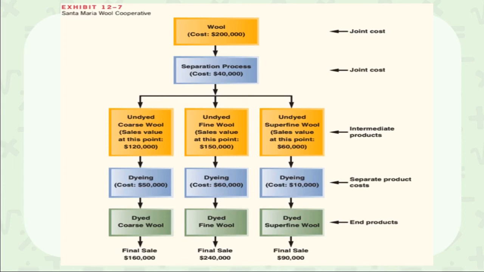The separate product cost for dyeing the coarse wool is $50,000, for the fine wool it is $6,000, and the dyeing cost for superfine wool is $10,000. Thus, the end products are of course the dyed coarse wool, dyed fine wool, and dyed superfine wool. The final sales for the dyed coarse wool is $160,000, the final sales for the dyed fine wool is $240,000, and the final sales for the dyed superfine wool is $90,000.